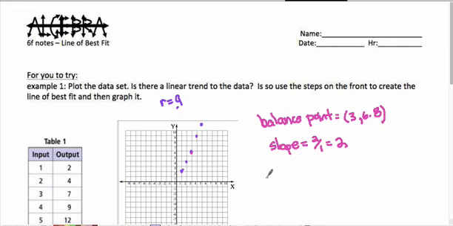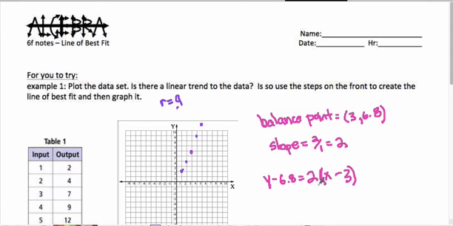So now it's just a matter of writing my equation correctly. So I'm going to put in y minus my y coordinate, which is 6.8, equals my slope, which is 2, times x minus my x coordinate, which is 3.